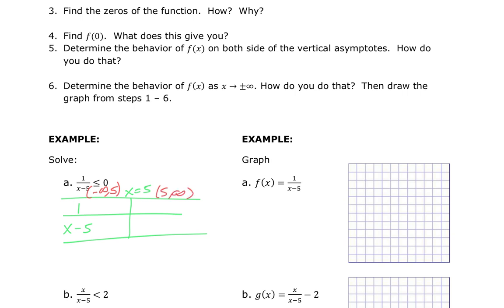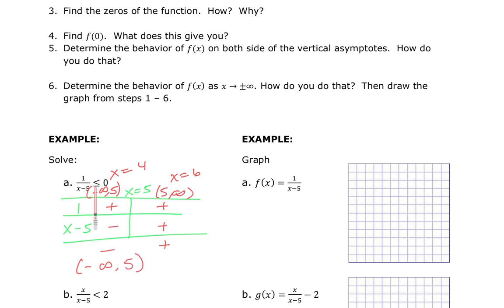On the left-hand side, if I choose a number, say I choose x is equal to 4, this will always be positive because 1 is always positive. This will be negative, and if I choose something over here, I'm going to choose 6. This will be positive. This region's negative, this region's positive. So to answer my inequality, since I want it less than 0, I want the negative where I'm below the x-axis. So my answer for the inequality part is from negative infinity to 5.